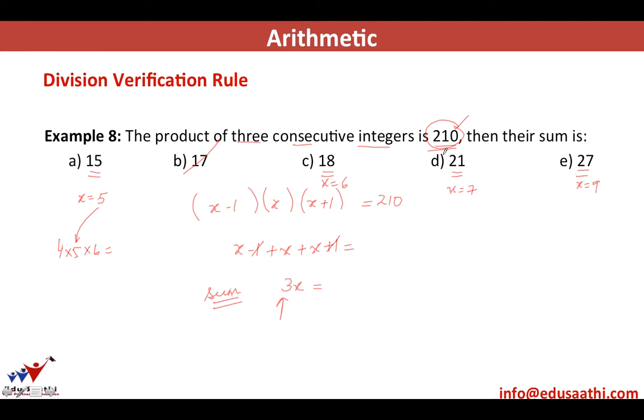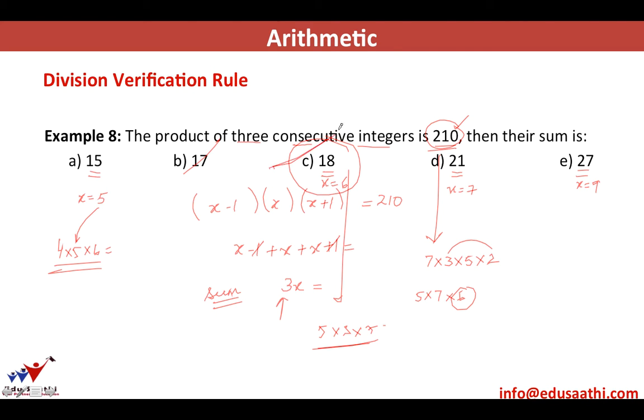However, if I try to break 210, I can write it as 7 into 3 into 5 into 2. This is the breakup of 210: 21 into 10. I can just combine these, and this will be 5 into 6 into 7. So that means my answer will be option C, because the other option is not getting a multiple of 7 anywhere. This will be 5 into 6 into 7, which is a multiple of 5, 6 and 7. So my answer is option C.